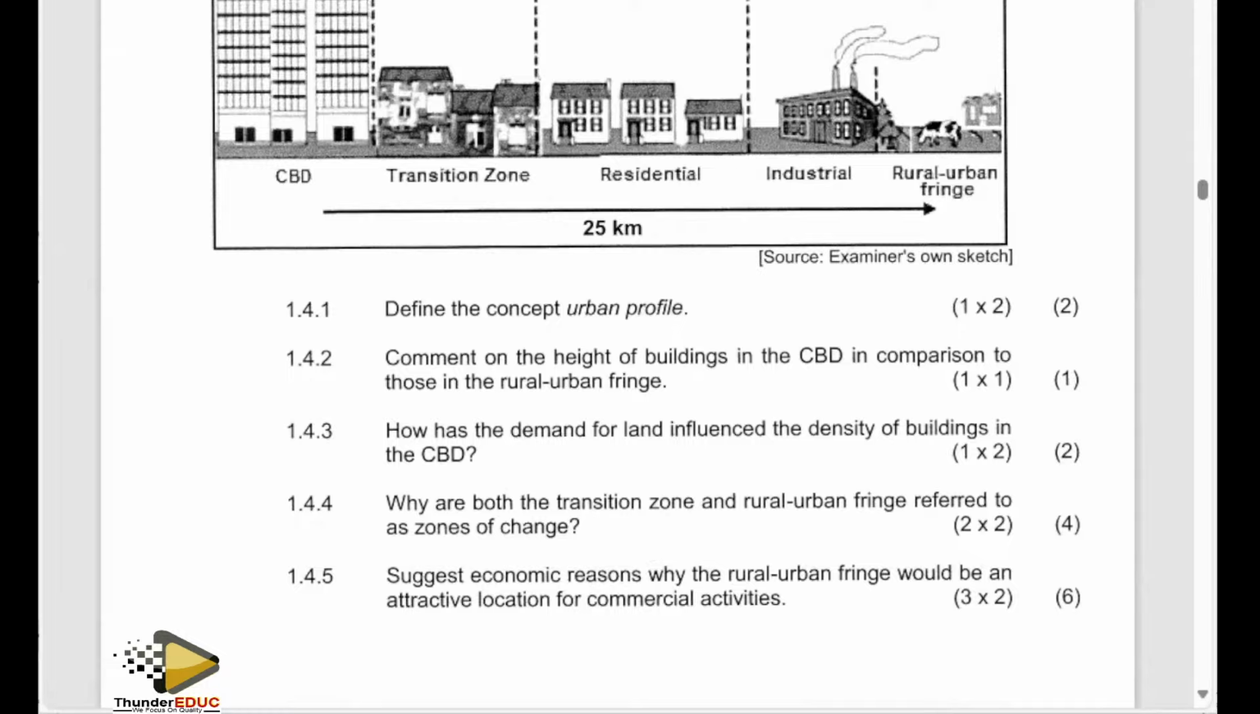Again, it's a concept. You can define it in your own understanding, but it should have the basics of the geographical concept. Simply, I can define it as the side view of a city from the CBD to the outskirts. That's a simple definition. It's a side view of a city from the CBD to the outskirts of the city.